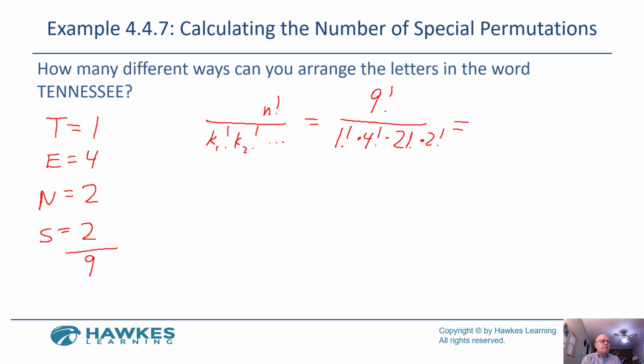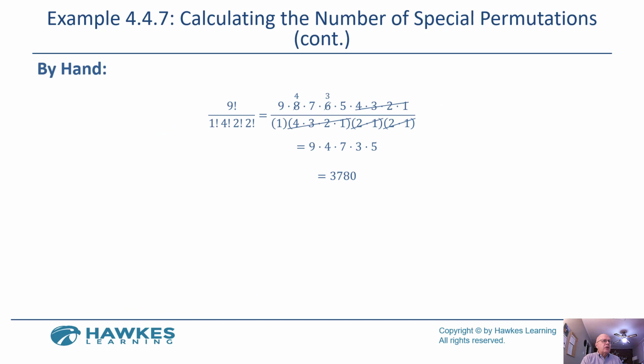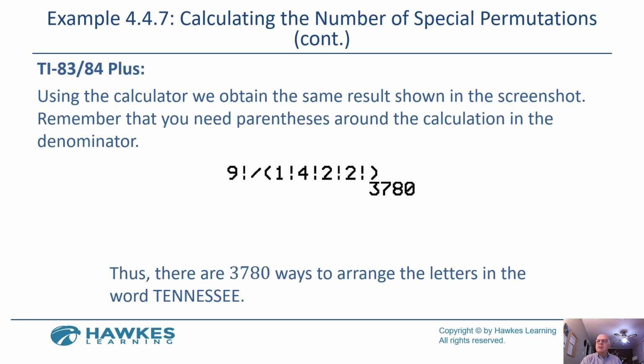And after you've got that lined up, you can put it in your calculator like this. Remember to make it into a fraction. That helps. If you don't put it into a fraction, make sure you put parentheses around that. And there's your answer. That's how many ways we can make the word Tennessee using those. And there's how you do it in your calculator.